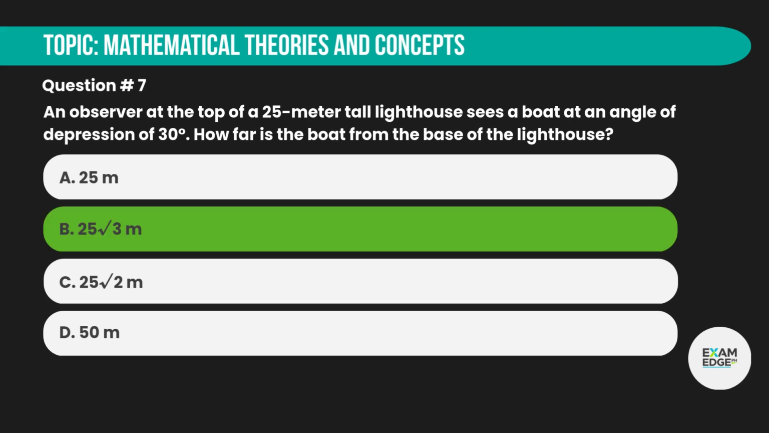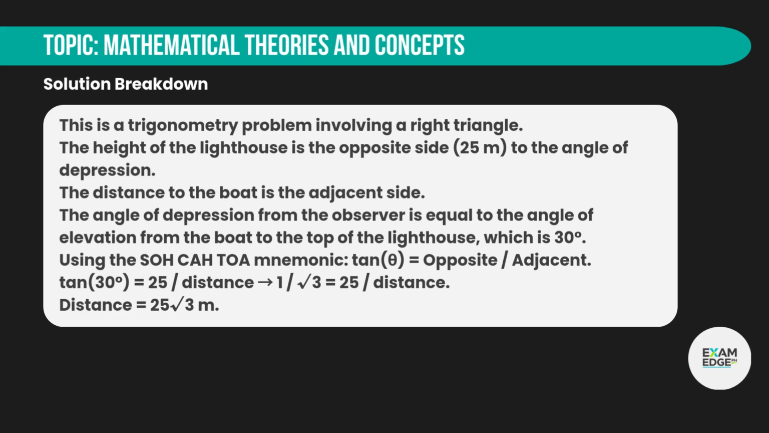Correct answer. B. 25 square root of 3 meters. Solution breakdown. This is a trigonometry problem involving a right triangle. The height of the lighthouse is the opposite side, 25 meters, to the angle of depression. The distance to the boat is the adjacent side. The angle of depression from the observer is equal to the angle of elevation from the boat to the top of the lighthouse, which is 30 degrees.